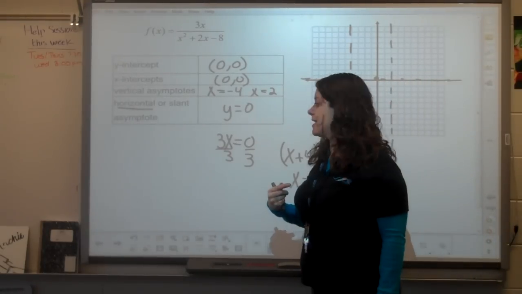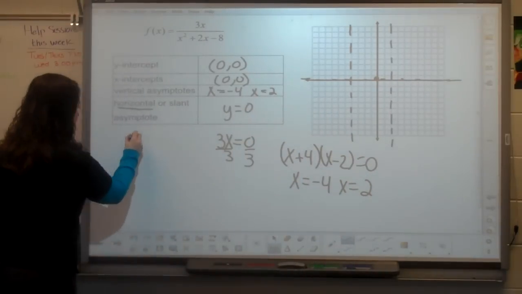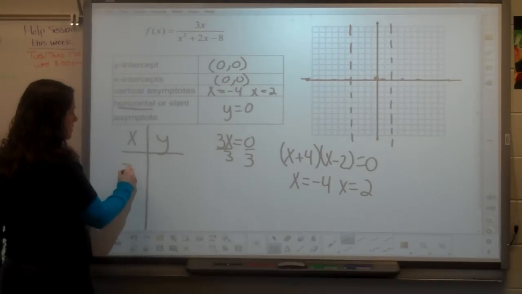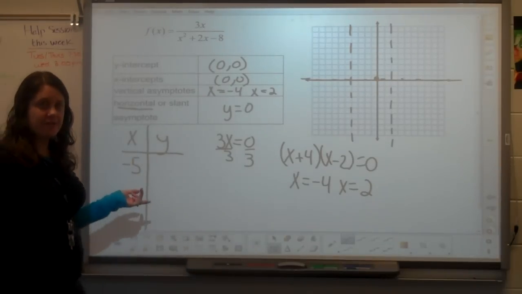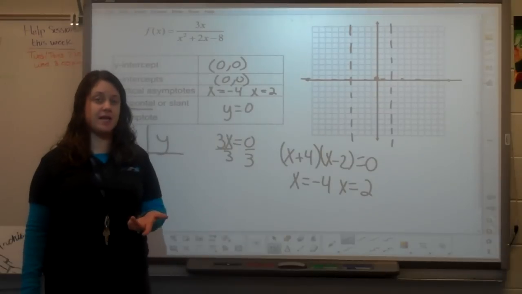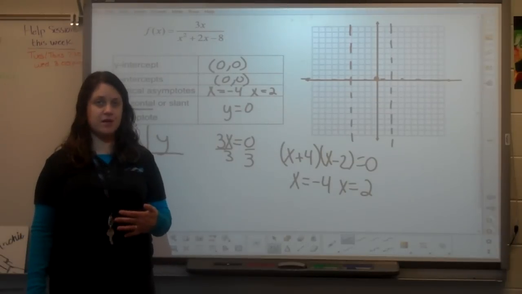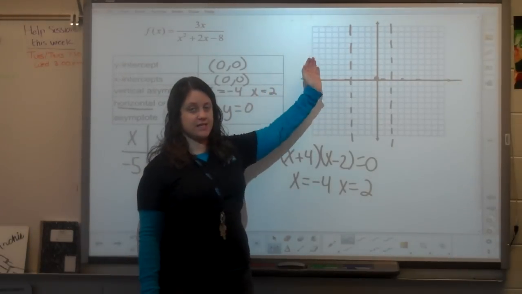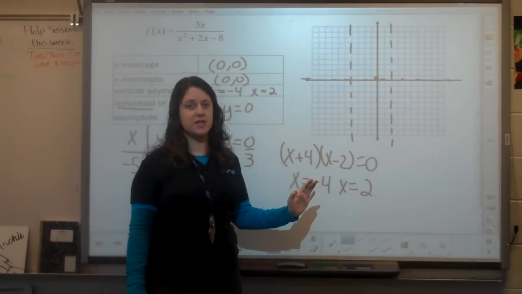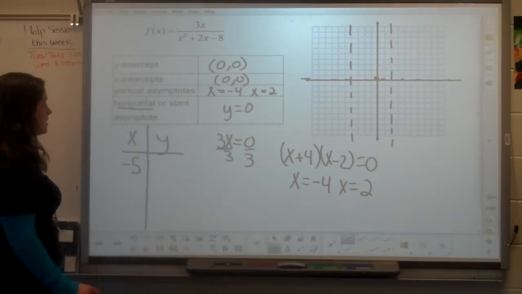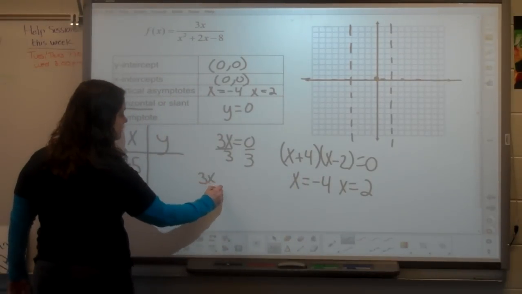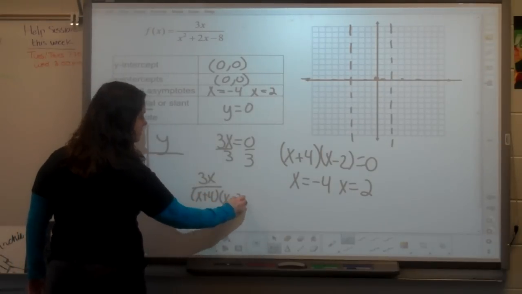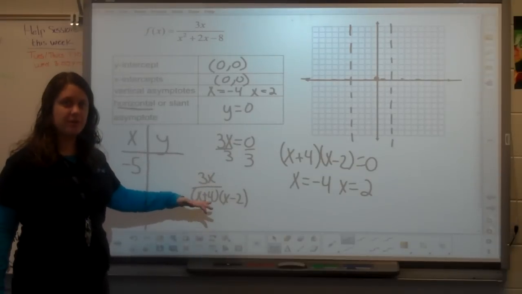What I'm going to do is make a sign chart. So I have x and I have y. If I plug in -5, all I really care about is whether I'm going to get a positive number or a negative number, because all I want to know is whether it is going to be above the line or below the line. I don't even really care what the exact number is. My function is 3x over (x + 4)(x - 2), and it's easier if you use the factored form when you're plugging it in.